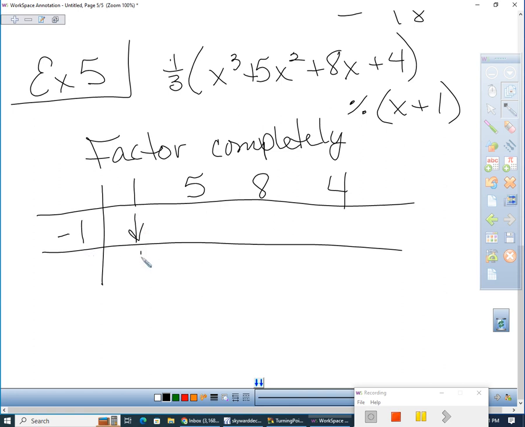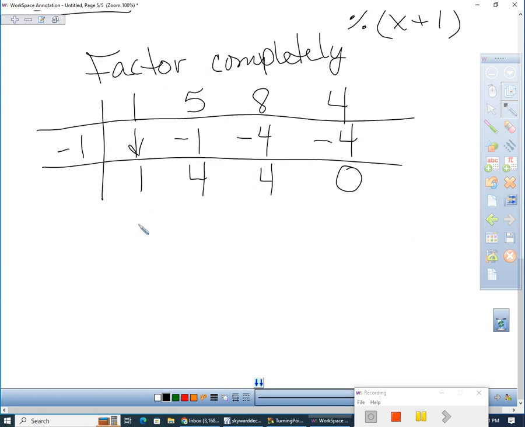I bring down my 1. Negative 1 times 1 is negative 1. I add it together. I get 4. Negative 1 times 4 is negative 4. I add it together. I get 4. Negative 1 times 4 is negative 4, and we get a remainder of 0. What we have left here is x squared plus 4x plus 4, which we can continue to factor.